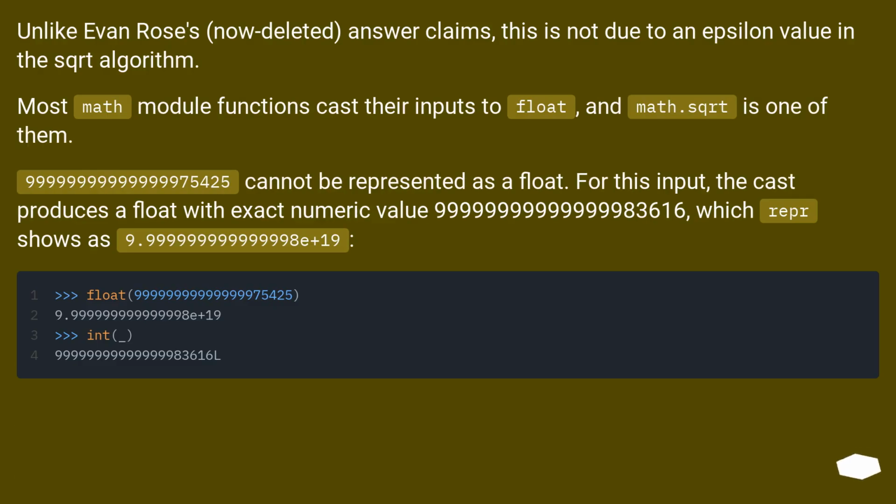Unlike Evan Rosica's, now deleted, answer claims, this is not due to an epsilon value in the sqrt algorithm. Most math module functions cast their inputs to float, and math.sqrt is one of them.